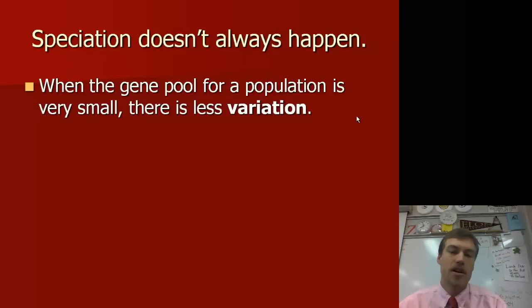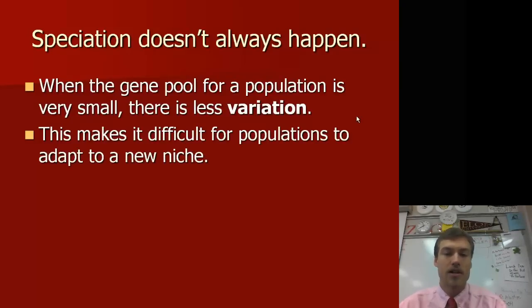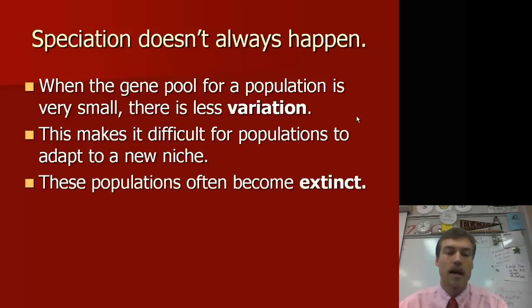Speciation doesn't necessarily always happen. With the gene pool for populations very small, there is less variation. This makes it difficult for populations to adapt to a new niche. So if you have a small population, they might not necessarily evolve into a new niche. And these populations often become extinct. So a lot of the endangered animals that are in the world, they have a very small population, which means that they don't have a lot of genetic variation, so they're more susceptible to things like diseases and other catastrophic events.